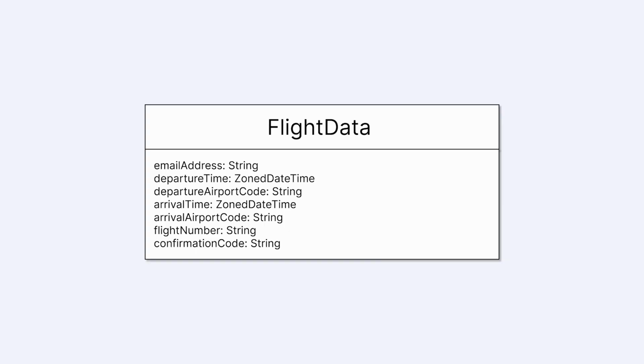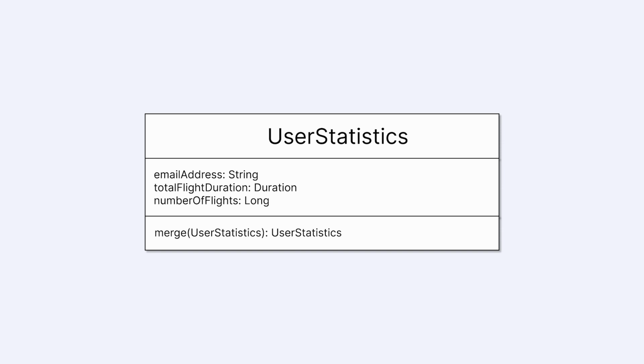The input to the job is a flight data class with various fields for key details about the flight. You can see the structure of the class here. I won't bother showing the code, but if you're interested, check out the Building Flink Applications with Java course on Confluent Developer, where you'll get a chance to build this yourself. The output for the job is the user statistics class. It includes an email address, total flight duration, and number of flights.